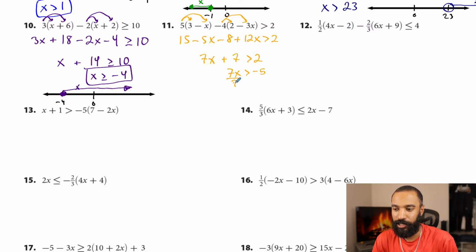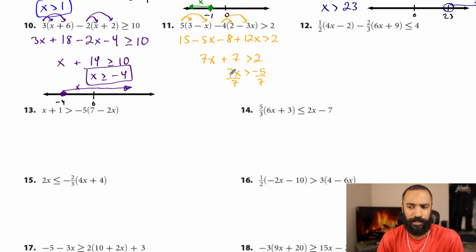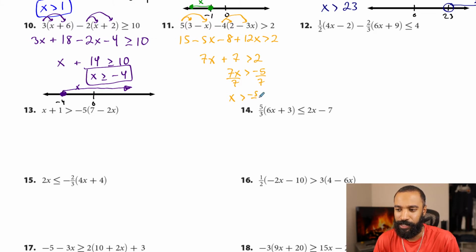And we divide by 7. Remember, we're not dividing by a negative. We're dividing a negative. That's not the same thing. The sign never changed. So x is greater than -5/7.